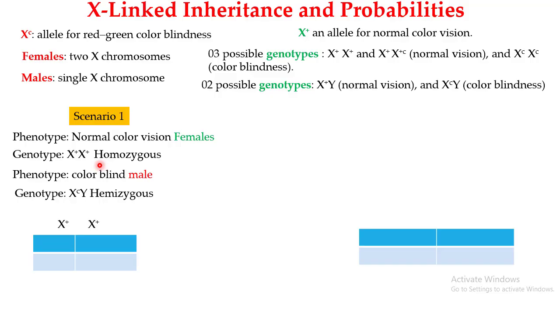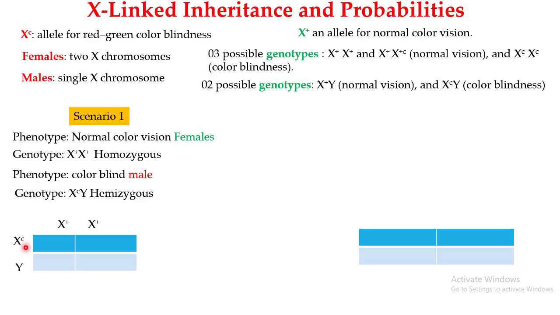By that I mean that all of the gametes produced by this particular female are going to carry the normal allele for the color vision. When we talk about the father, the X chromosome is going to move into one of the gametes, and the Y chromosome is going to move into the other gamete.